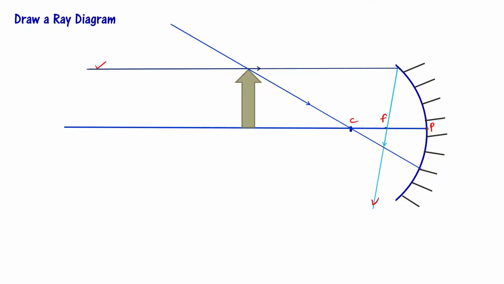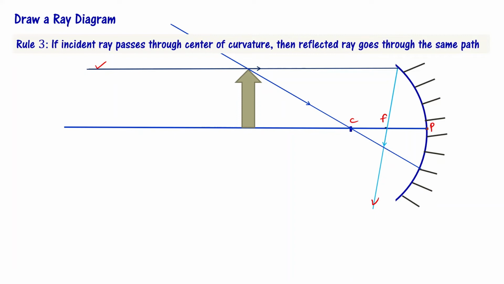If I have an incident ray passing through center of curvature, then the reflected ray goes through the same path. అంటే ఇదే డైరెక్షన్లో ఆపోజిట్లో వెళ్ళిపోతుంది, సేమ్ లైన్ మీద ఆపోజిట్ డైరెక్షన్లో వెళ్ళిపోతుంది. దాన్నే రిఫ్లెక్టెడ్ రే అంటున్నాం, రైట్? Let me draw that. That is red color line, right?